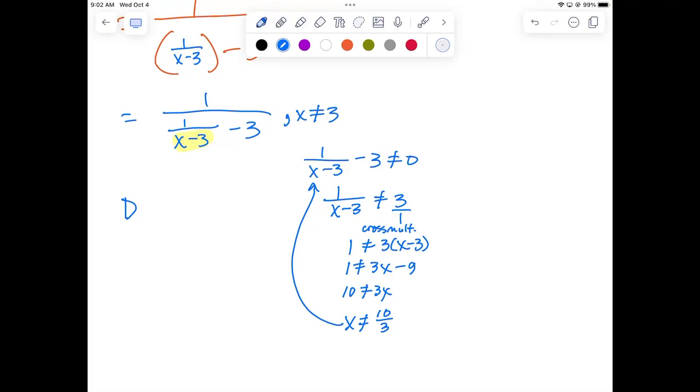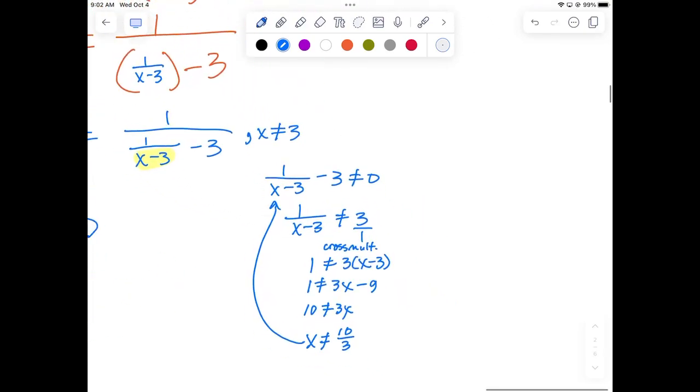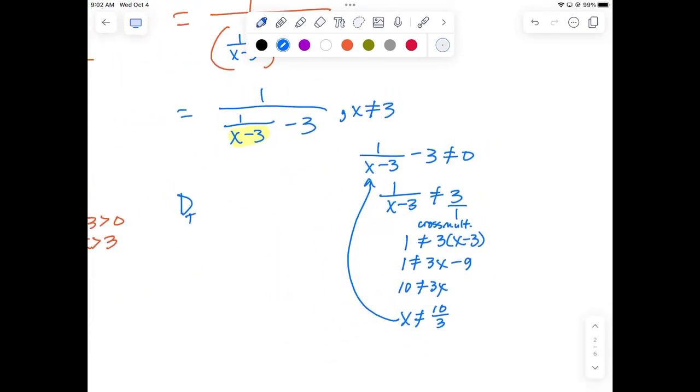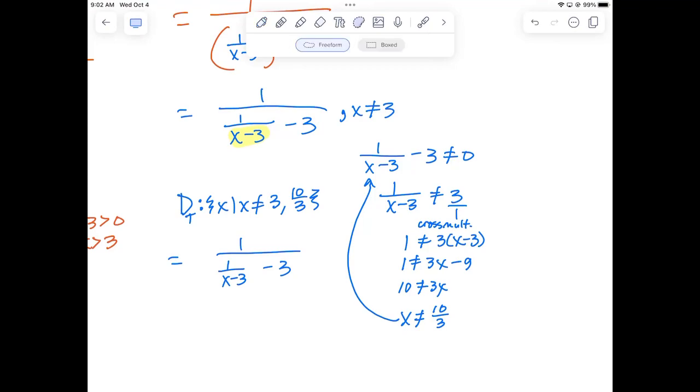All right, so now we package it back up here. We'll say the domain of T, Texas, right? D of T is the set of all x such that x is not equal to 3 nor 10 thirds. Now, I want you to do one other thing. Bring this back down here. Do you remember when we were simplifying complex fractions back in the day?